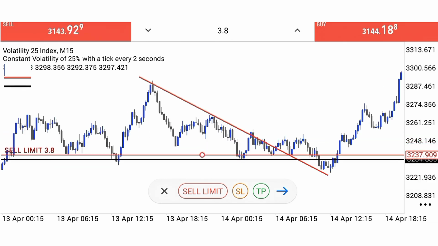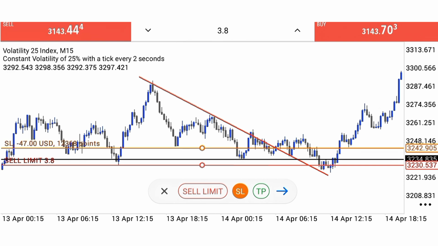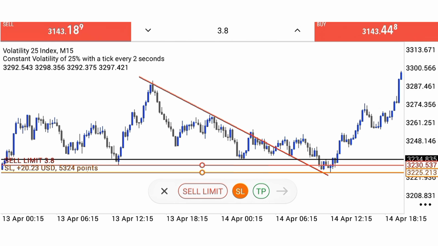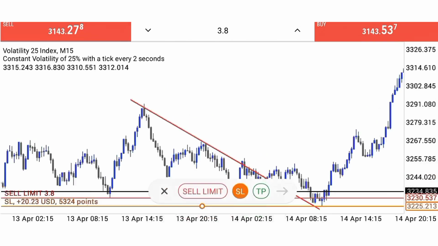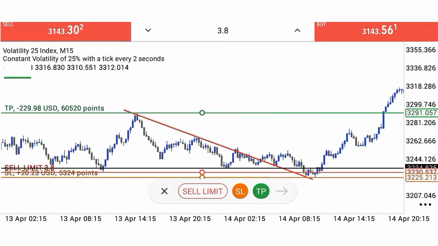Now let me do this again. So here we have the line. When we have this line here, this is our sell limit. Let's imagine I'll place our stop loss here, below the pin bar. Just below it. I told you guys that if the setup is okay, you don't need to be afraid. It will never get to that point. So you place your take profit target at the top.